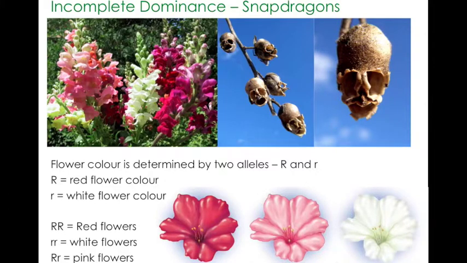Snapdragon flower color would be incomplete dominance. If you look at another one, for example, stem length might be complete dominance. So you can see that it really depends on that particular gene whether it exhibits this particular characteristic of dominance or not. The last example we're going to go through is blood type. We're going to look at codominance because blood type is a really good example of what codominance looks like in people.